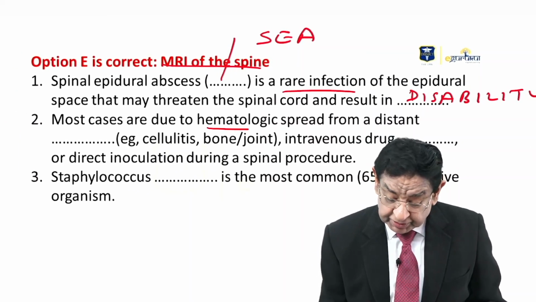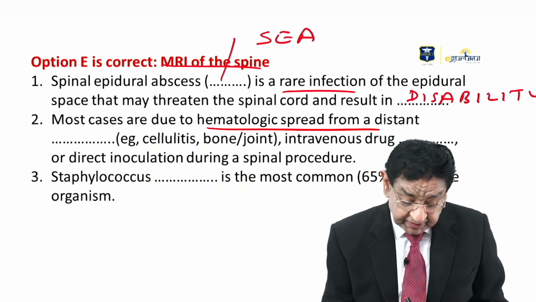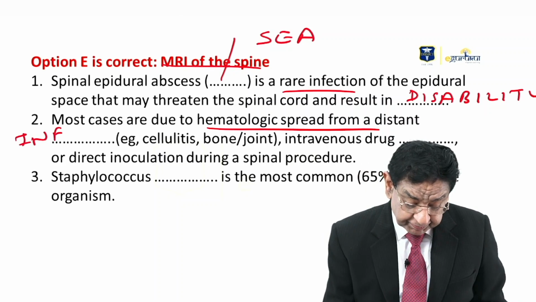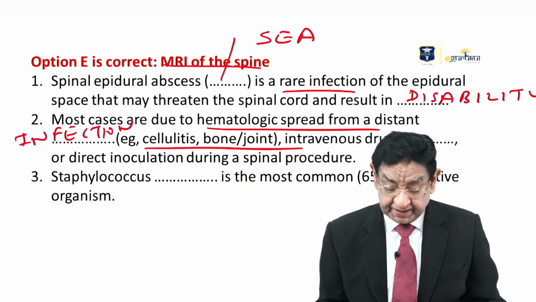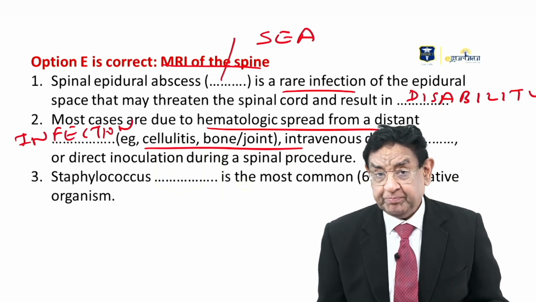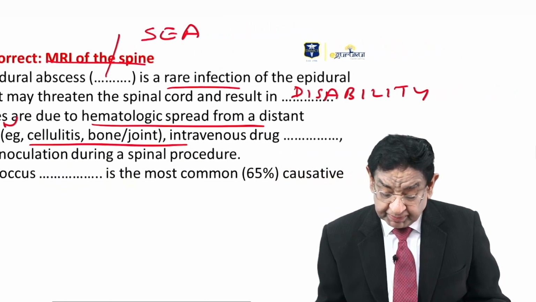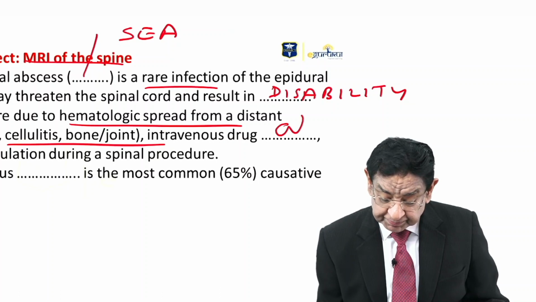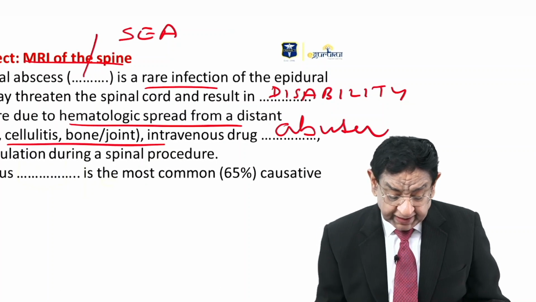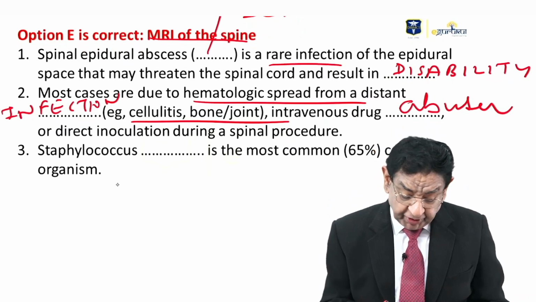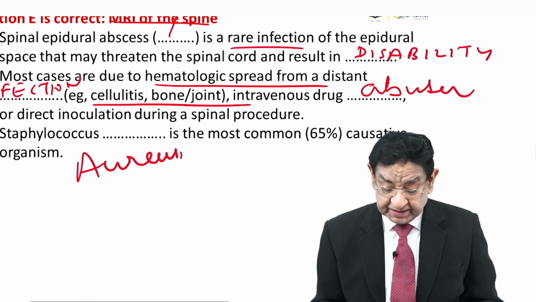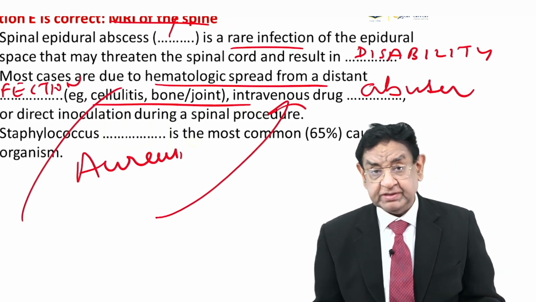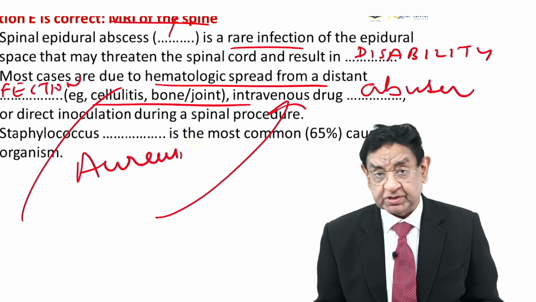Most cases are due to hematogenous spread from a distant source of infection, like cellulitis, bone or joint infection. Like in this case, the patient has a leg infection and finally it must have reached the spinal cord, or maybe an intravenous drug abuser. Staph aureus is the most important organism, and we are well aware that it is found in intravenous drug abusers and also in cellulitis. All these are commonly caused by Staphylococcus aureus.